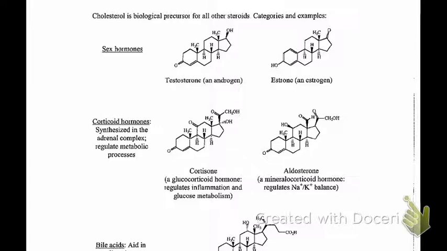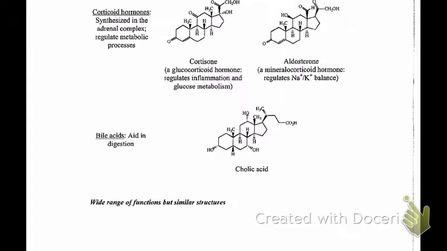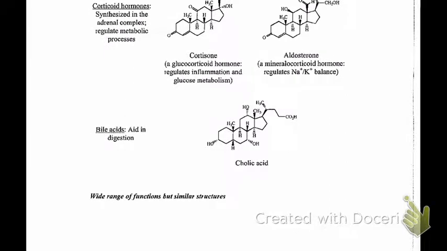Here are a few examples. They can be used as sex hormones, such as testosterone and estrone. These can be other hormones involved in metabolic processes, like cortisone and aldosterone. And then you can have steroids that really aid in digestion. An example of that is cholic acid.